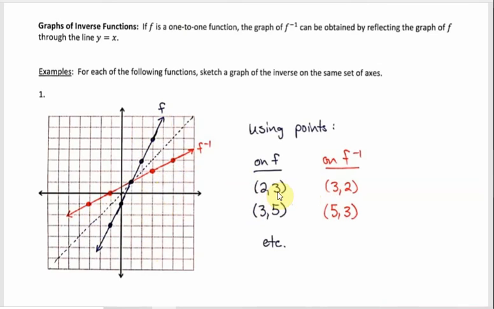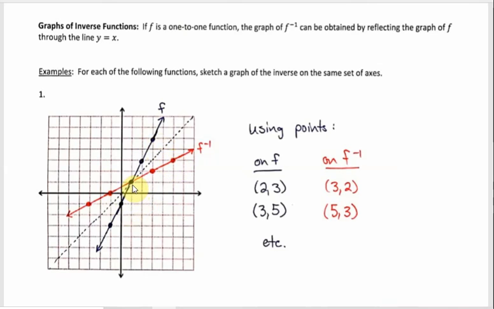So I said, all right, well, if (2, 3) is on f, then (3, 2) must be on f inverse, and that's that point right there. Or (3, 5) is on f. That's this point up here. But if (3, 5) is on f, then (5, 3), which is that one right there, has got to be on f inverse, and so forth. You can do it like that, right?